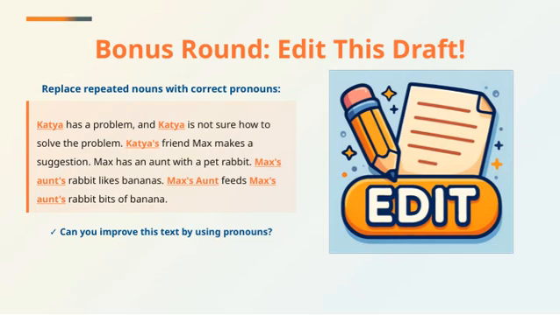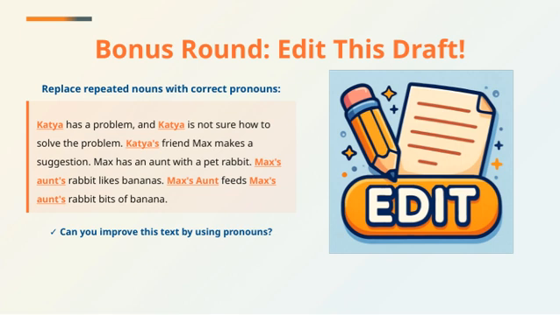Now, let's look at how we can improve this text by using pronouns. Instead of repeatedly mentioning Katia, we can simply say she after the first mention. Similarly, Max can be replaced with he, and his friend's rabbit can be referred to as it or its when talking about the rabbit. This makes the text more natural and less repetitive.